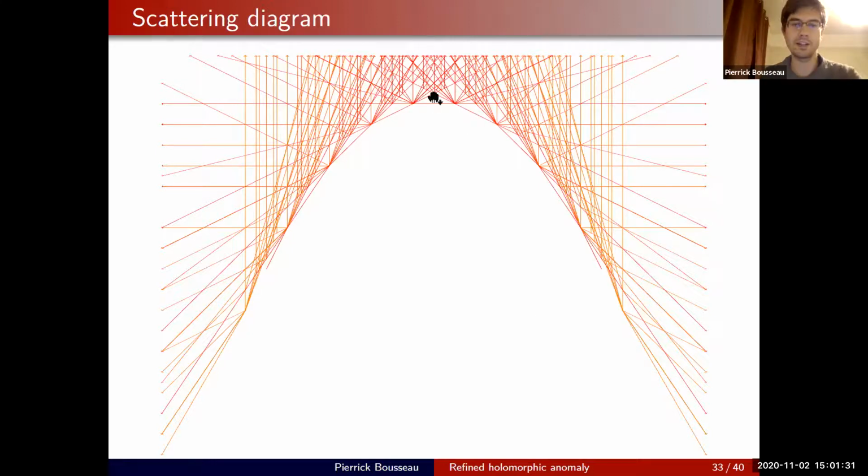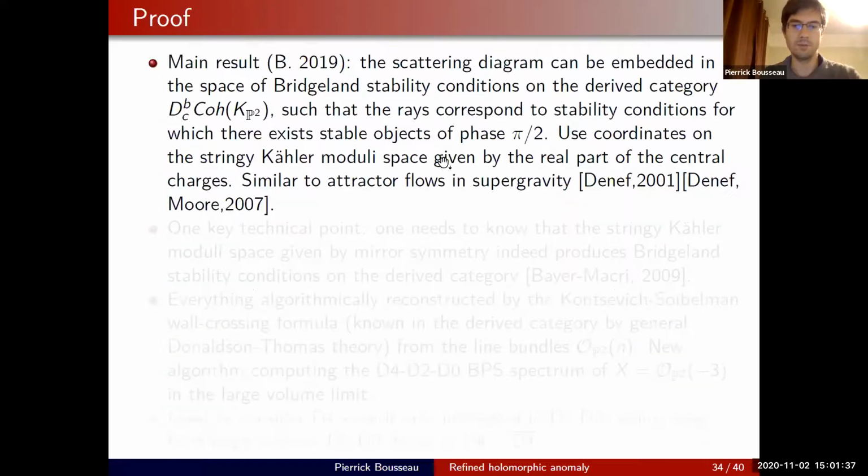And these trees are closer to the attractor flow picture of Denef and Denef-Moore. So from the BPS side, these rays are the loci in the stringy Kähler moduli space where there exist BPS states with the given phase of the central charge. In fact, for the precise picture I'm looking at, purely imaginary central charge.